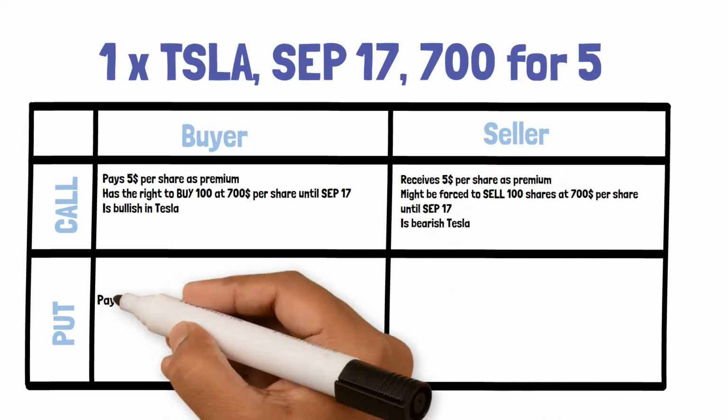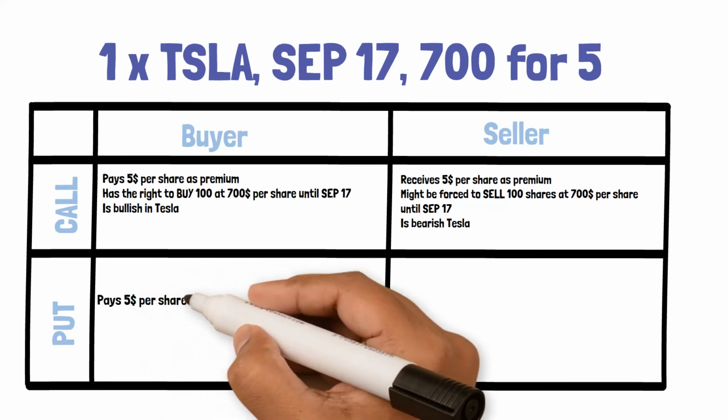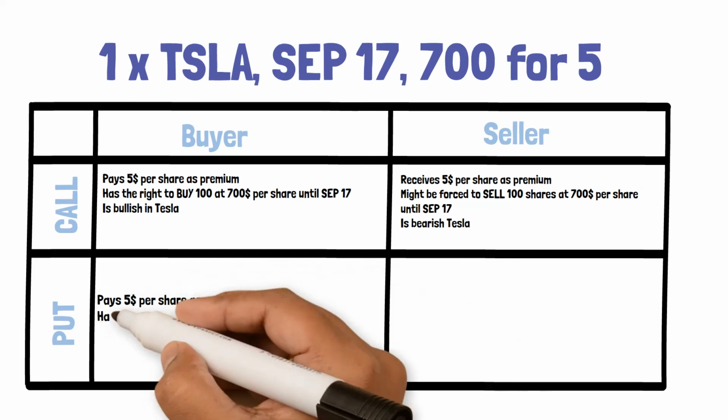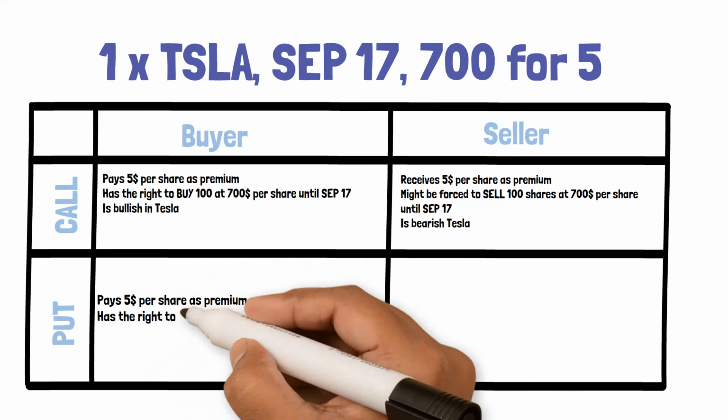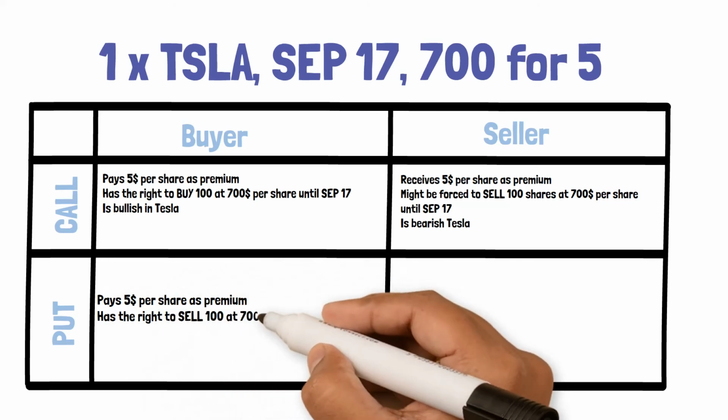How does it work with put options? The put option gives the buyer the right to sell shares at the strike price, and the seller the obligation to buy.